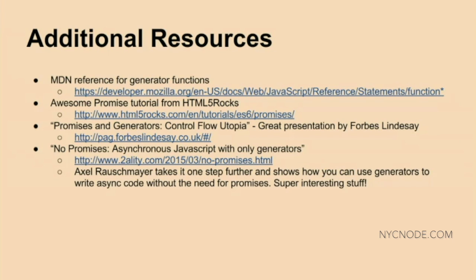And if you want to keep going with this, Axel Rauschmayer, who's got the blog 2ality, explores how you can get coroutines without the need for promises at all. Basically, his trick is to use a deferred pattern. So if you're familiar with the contract pattern or the deferred pattern where you call success or failure, he explores that in his talk.